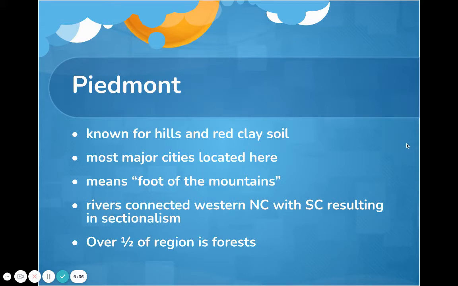Over one half of the Piedmont region is forest. There used to be a lot more forest than what there is, but a lot of that has been cut down. But there's still a lot of forest out in the area.